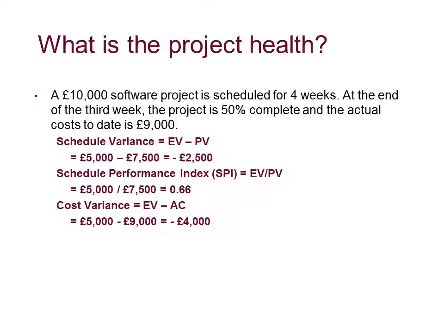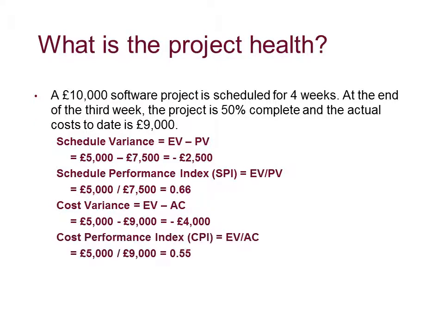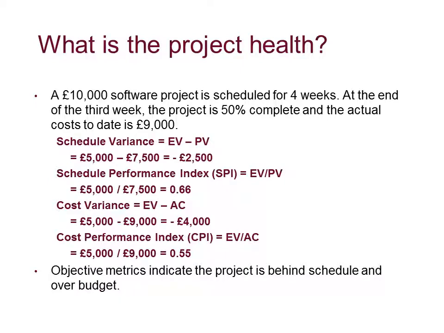We know that cost variance is minus £4,000. What's that mean in terms of an index figure? We now divide the earned value by the actual cost. That gives us a figure of 0.55, again below 1, highly problematic. So objective measures show it behind schedule and over budget.